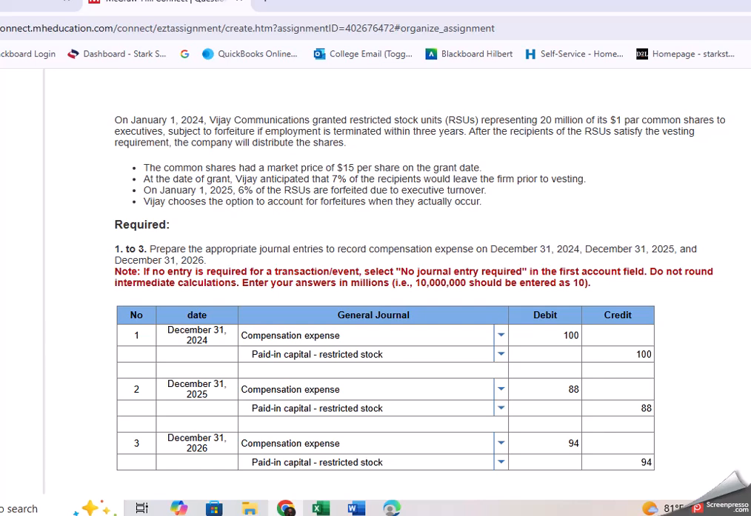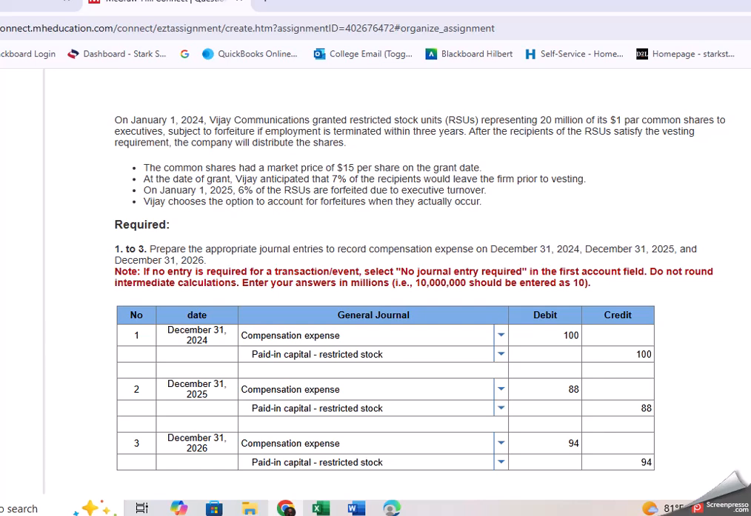Okay, we're going to walk through a few of the exercises here in the stock compensation and then diluted earnings per share computations. So here we have a company that granted restricted stock units of 20 million shares to their executives, and they'll be subject to forfeiture if they're terminated within 3 years. So basically, they have to work there for 3 years for them to vest. Once they're vested, then the company will distribute the shares.